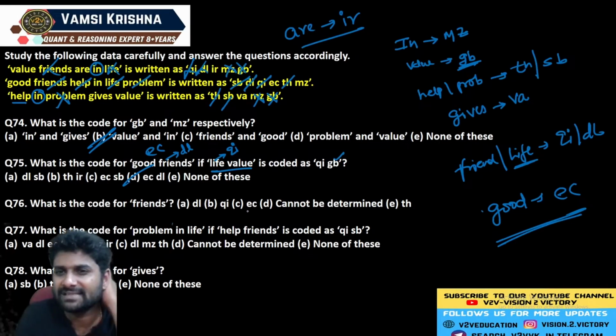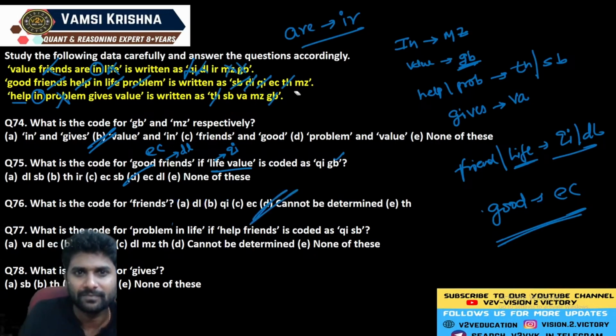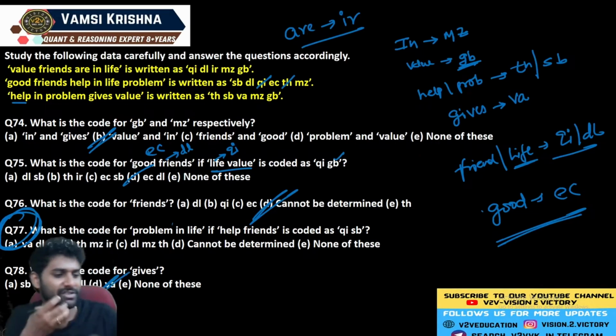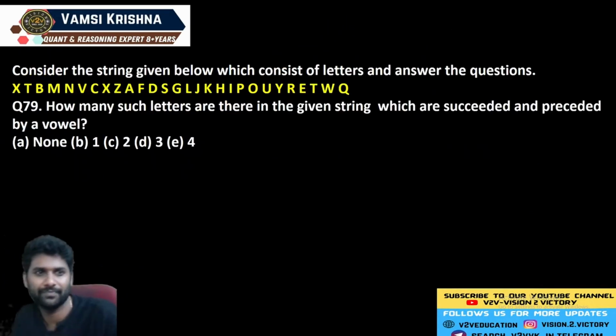What is the code for friends? It can be either QI or DL. So both options are available. So we can't determine this. Now just try question number 77 and post your answer in the comment section. What is the code for gives? It's VA. Guys, try the 77th question and post your answer in the comment section.